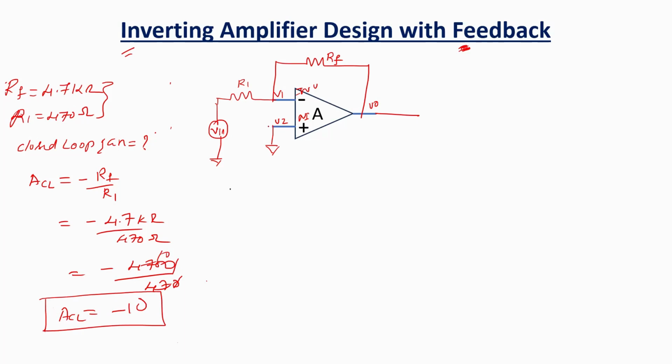They may ask you an additional question. What is the input resistance of the feedback amplifier? Input resistance is nothing but the resistance seen into the terminals. So we represent that as RIF. RIF is always a very complex formula, but I'm going to tell you a very simple way to remember that.